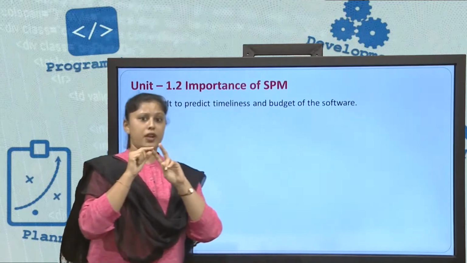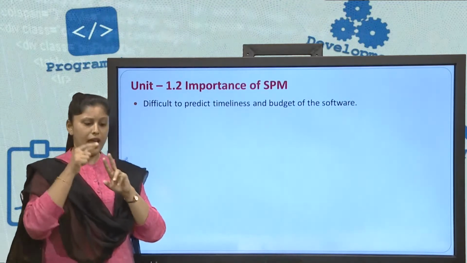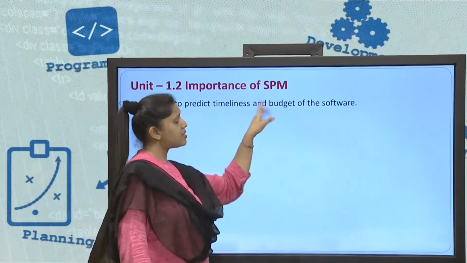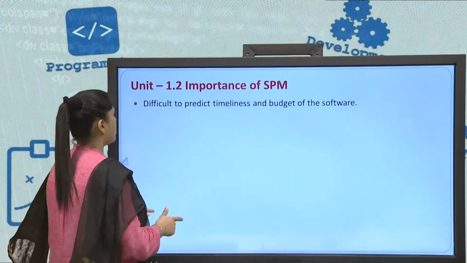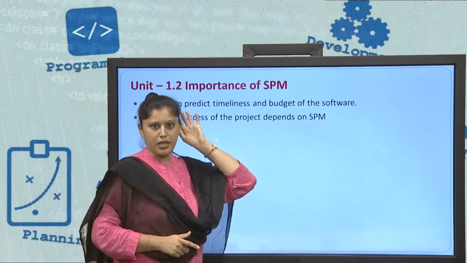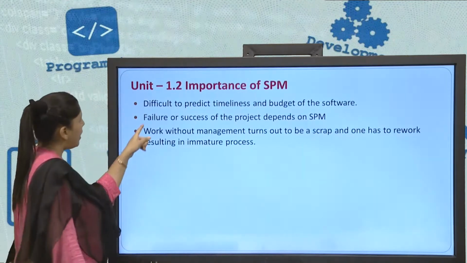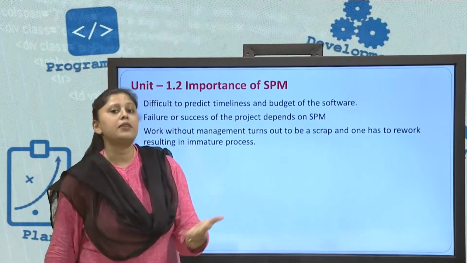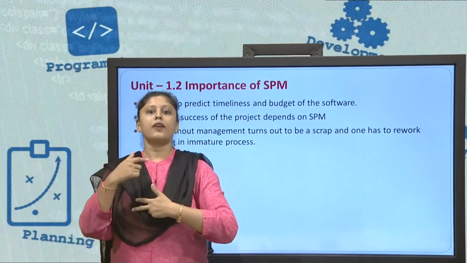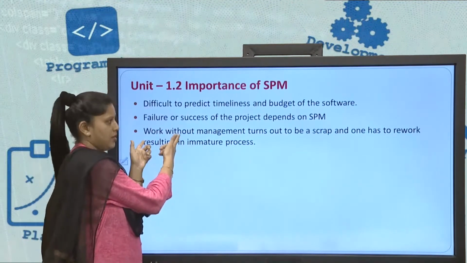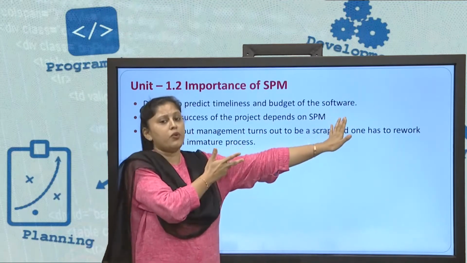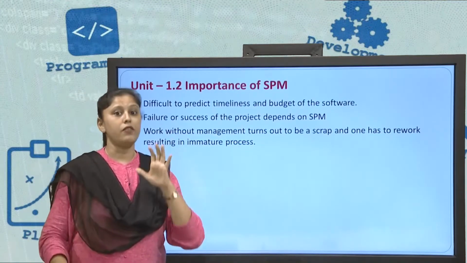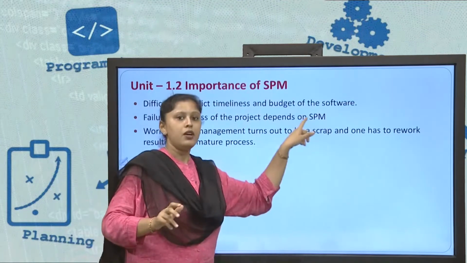So if I want to track my time for my project development, and I want to track whatever cost is incurred in project development, I need timeliness and budget of the software, and this can be achieved only if I have SPM. Correct? Next, failure or success of the project depends on SPM. Whether the project that I am developing would fail or survive. Alright. If it is failing, then it also depends on the SPM, it would have been a poor SPM. If it is a success, that means of course we have done SPM very particularly, we have been timely, and we were on our budget.